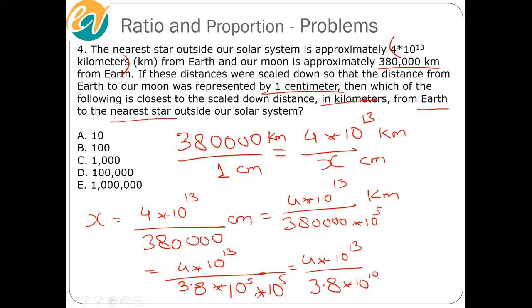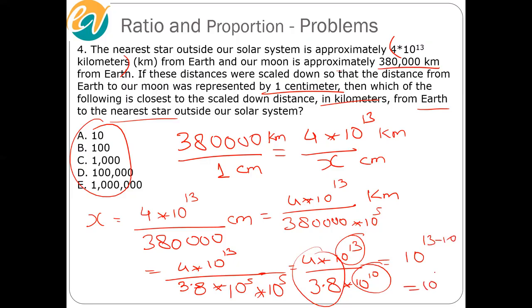Right? So now notice this is where the given answer choices come into picture. 4 upon 3.8 is roughly 1, because you don't have to be very accurate here. So this is roughly 1 into 10 to the power of how much? 10 to the power 13 divided by 10 to the power 10 is nothing but 10 to the power of 13 minus 10, which is 10 to the power of 3, which is 1000. So that's the answer, 1000 kilometers.